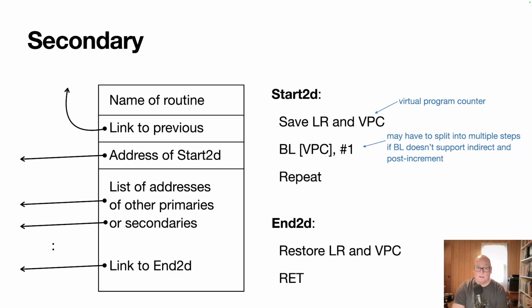And then we're going to do a branch. We're going to branch indirectly to whatever is pointed to by that VPC and post increment. Now, I don't know if BL lets us do indirect, and I don't know if it lets us do post increment, but it's indirect because we're not jumping to the addresses. We're jumping to something they point to. And then once you've done that, we're going to repeat, go back to the branch, to the BL, and call the next one. With the auto increment in there, it should be fine.